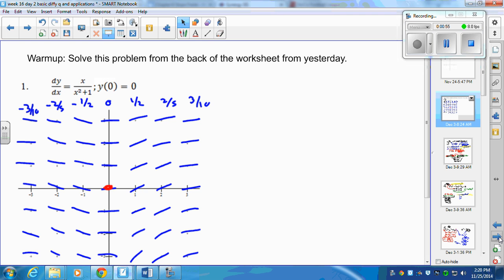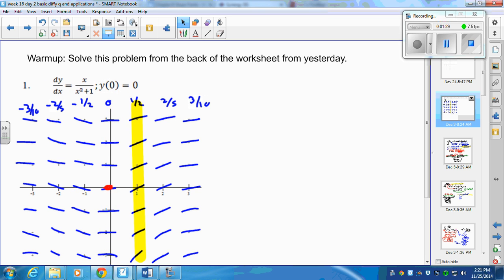All right, so here are my slope fields for it. All I did was plug in all the points. If you notice, everything on the y-axis is flat because everywhere there the x is 0, and 0 divided by 1 is 0. And remember, since there's only x's in this problem, everything vertically is the exact same. Everything there was a 0. Everything there was a half, 2/5, 3/10, negative a half, negative 2/5, negative 3/10.